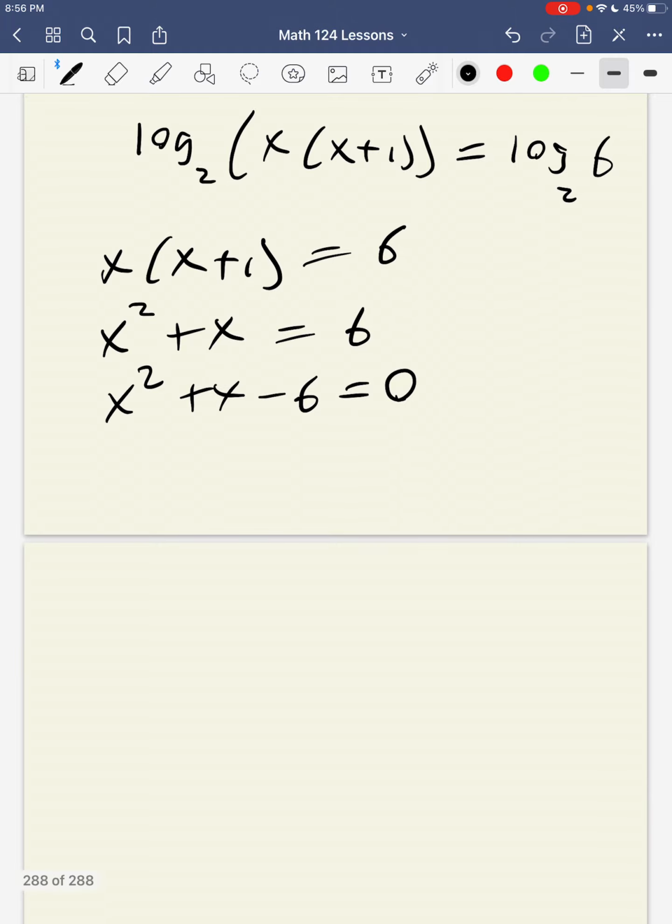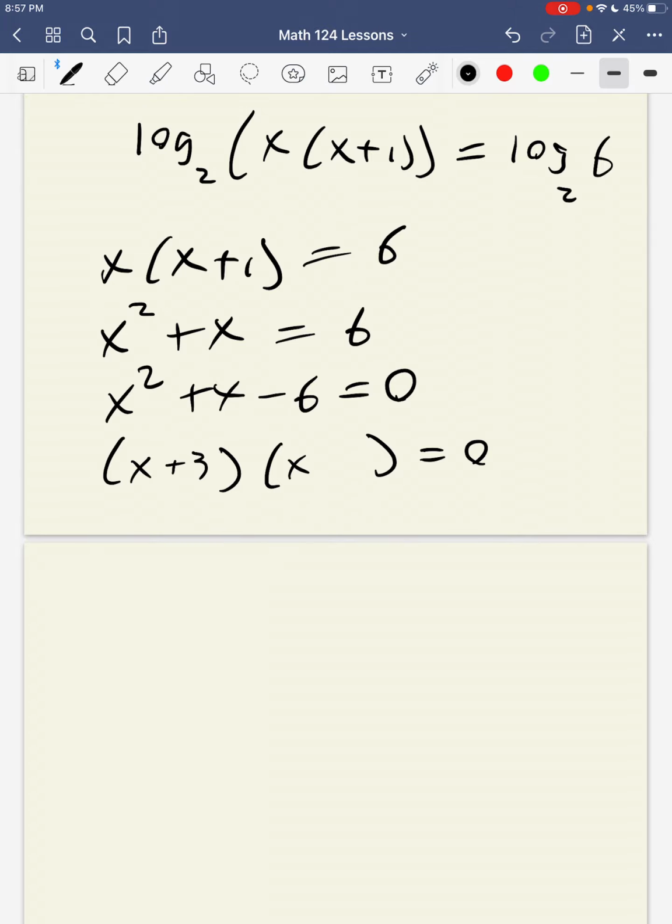So what do we have? Let's just factor this one instead of using the formula. x plus 3 times x minus 2 equals 0, so x equals negative 3 or 2.